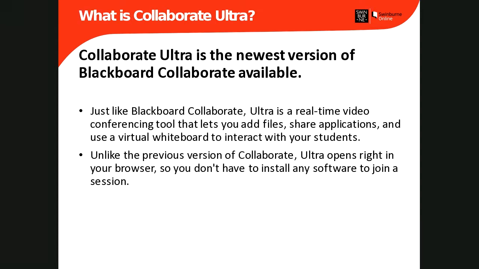So first of all, what is Collaborate Ultra? Collaborate Ultra is the newest version of Blackboard Collaborate that's available at the moment. And just like Blackboard Collaborate, Ultra works in a very similar way. It's a real-time video conferencing tool and it lets you add files, share applications and use a virtual whiteboard to interact with students. Unlike the previous version of Collaborate, one of the fantastic features of Ultra is it opens right in your browser. So there's no need to install any software in order to join a session.